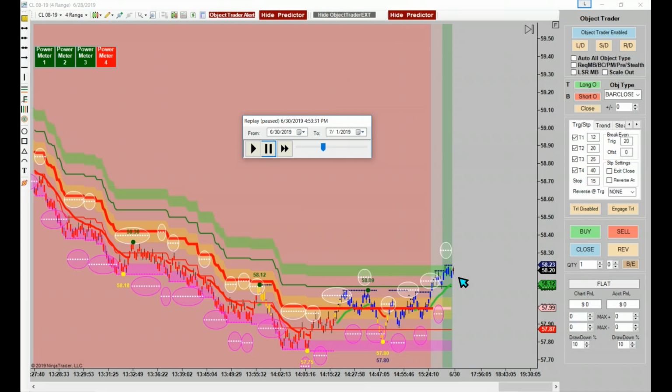The touch algorithm on Object Trader is totally different. For instance, if I was to draw a region with touch at the top of this, it wouldn't care if the first bar was up here, it would still fire it.